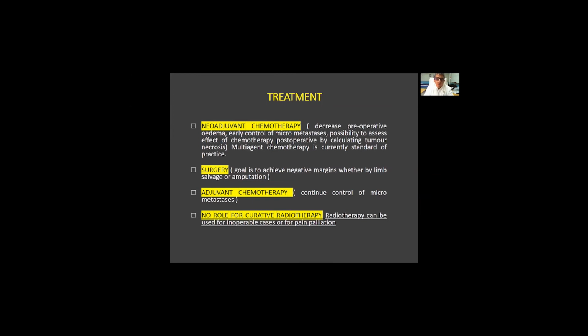After removing the tumor surgically, the patient has to complete his chemotherapy to control the micrometastasis and to achieve the dose intensity required from the drugs used. Radiotherapy has no role in osteosarcoma. The tumor is not responsive to radiotherapy, and radiotherapy use can be limited to inoperable cases or for pain palliation.